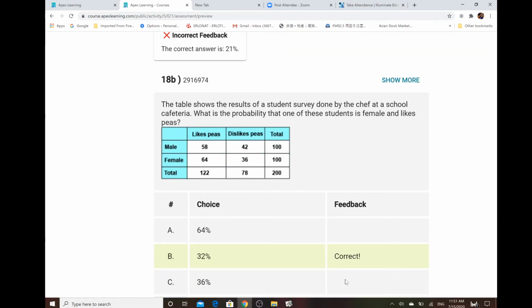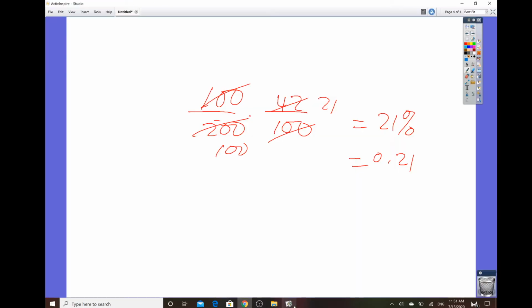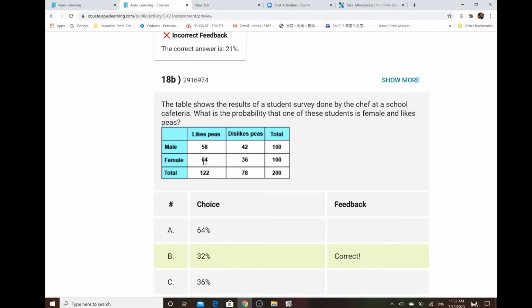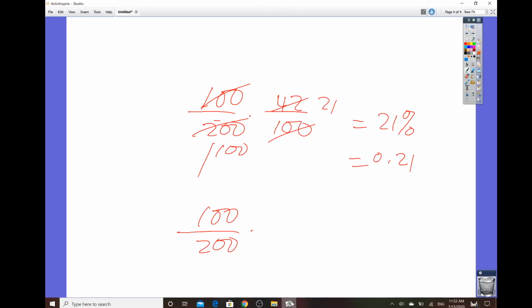And here's another one, same kind of problem. What's the probability that one of the students is female? So female this time, 100 over 200. This time, like Pete's, then that'll be 64 over 100. So it's 100 over 200, selecting female, and then the one that likes Pete's. How many people are there? 64 out of 100. Again, once you reduce it, you can always reduce it by half. So half of 64% is what? 32%. You can do it that way too.